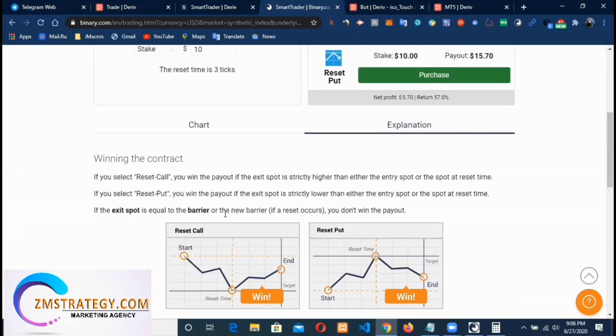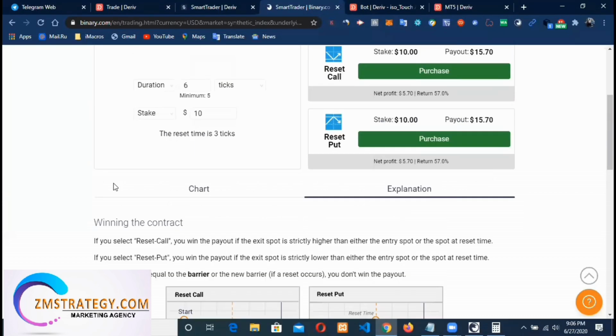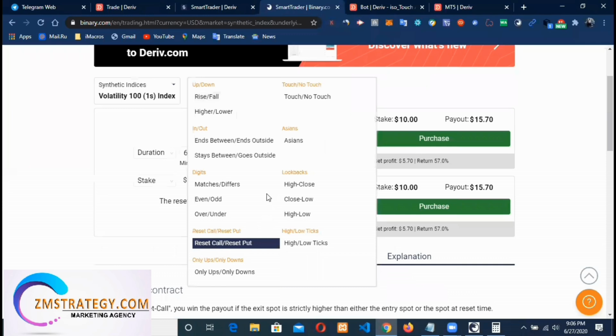You can see if the exit spot is equal to the barrier or the new barrier, if a reset time occurs, you will not win the payout. That means if the exit spot is equal to your first barrier, you do not win. So everything is explained. That is about the reset call and the reset put. We are still using the same 1 minute killer strategy pattern to trade the reset call and reset put. You can use it, but you need to practice it or master it first.